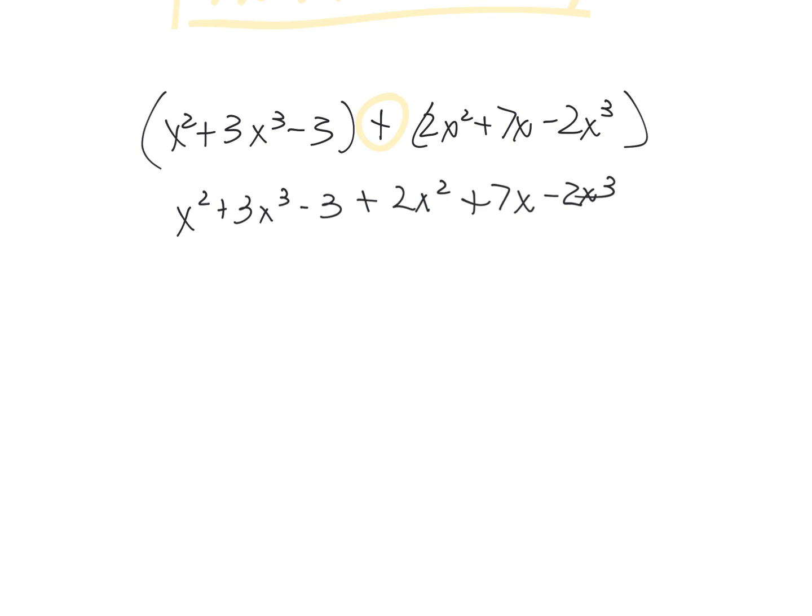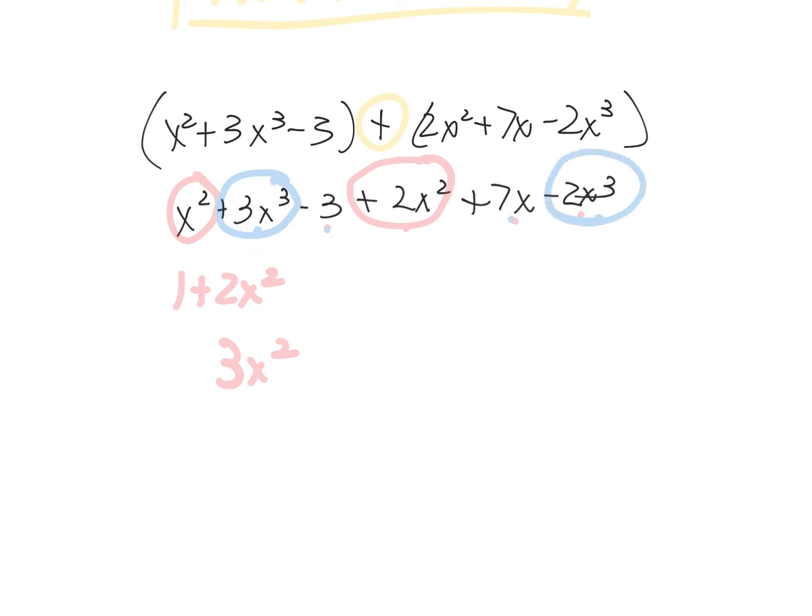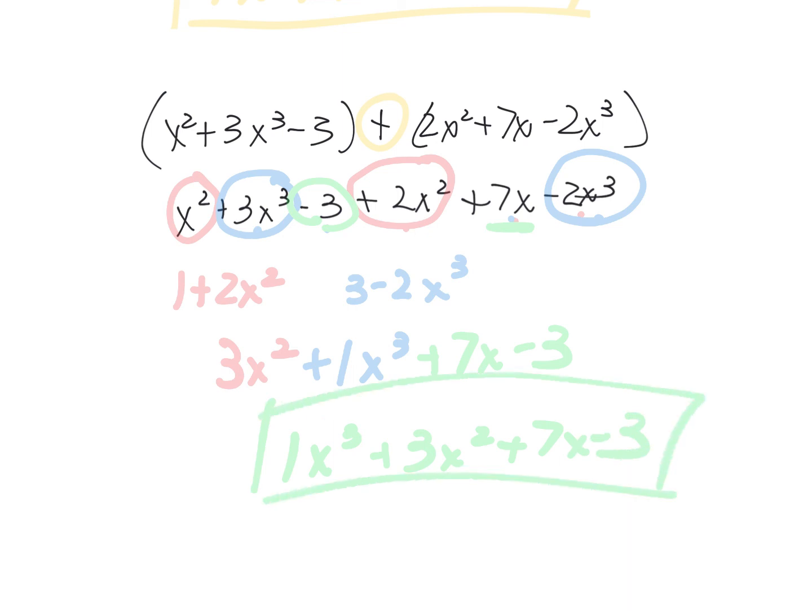And now I'm going to combine like terms. So I have an x squared. I go down my list. I have another x squared and no other. So I have 1 plus 2x squared, so I get 3x squared. I have x to the power of 3. Oh, and I have another x to the power of 3. So I have 3 minus 2x to the power of 3, so we have plus 1x to the power of 3. Then I have a -3 and a 7x. I can't combine those, so a plus 7x minus 3. Put it in descending order, so we have 1x to the power of 3 plus 3x squared plus 7x minus 3.